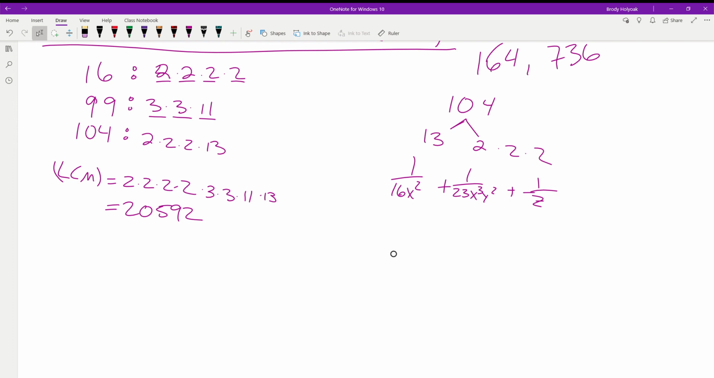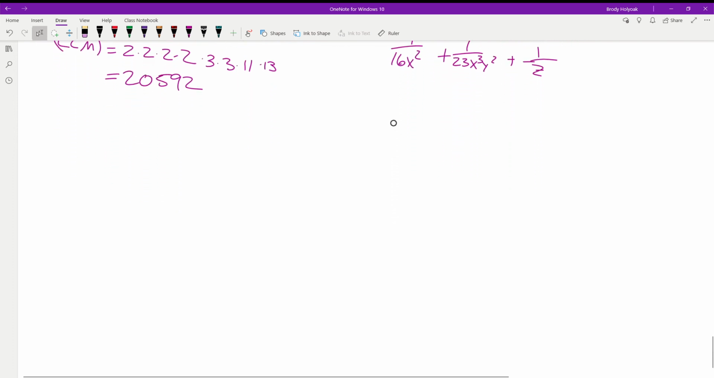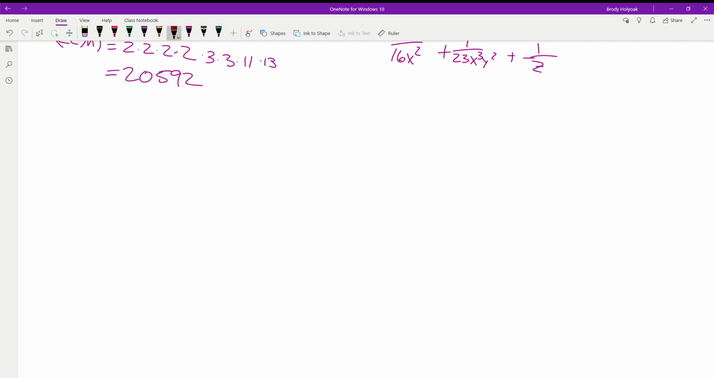Okay, let's try something. Let's try another one. Any questions? Okay, so I want the lowest common multiple of 2, 4, and 9.